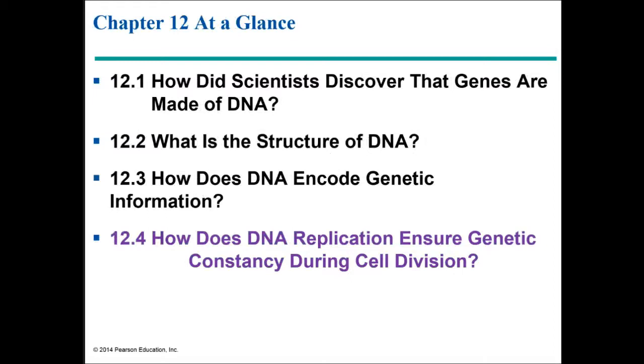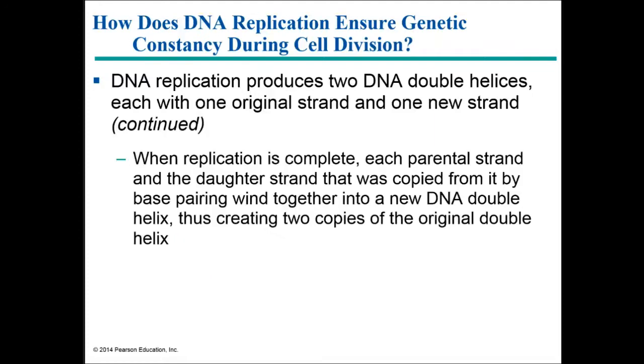Now let's take a look at DNA replication and how it ensures genetic constancy during cell division. DNA replication produces 2 DNA double helices, each with an original strand and 1 new strand. When replication is complete, each parental strand and the daughter strand that was copied from it by base pairing wind together into a new DNA double helix, thus creating 2 copies of the original double helix.